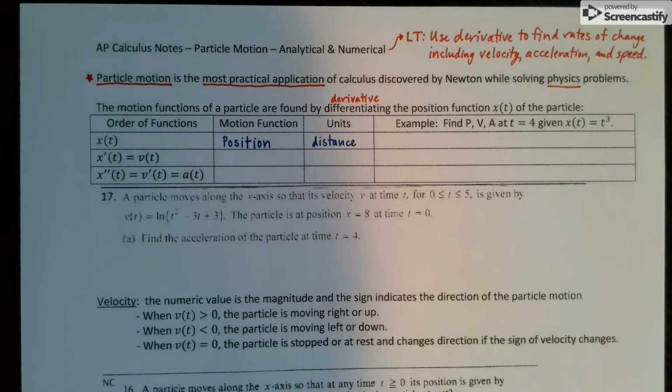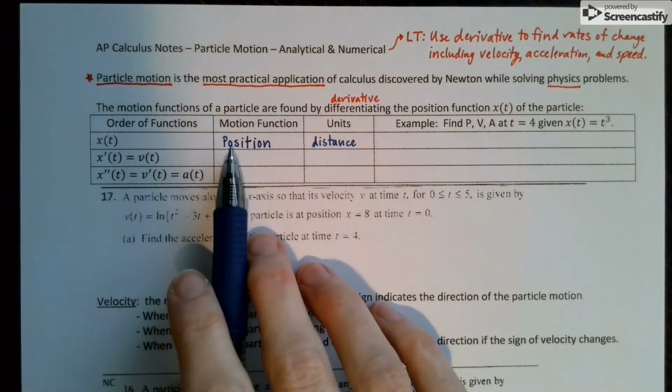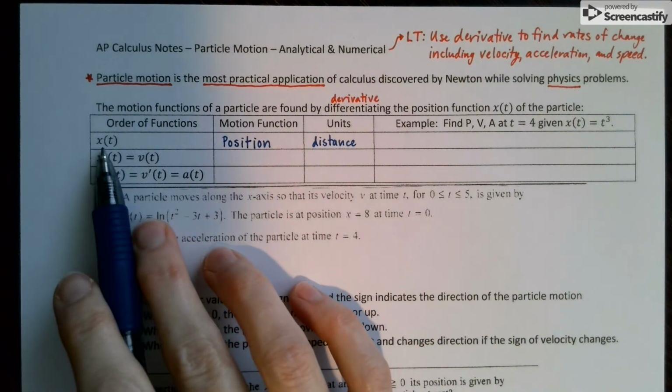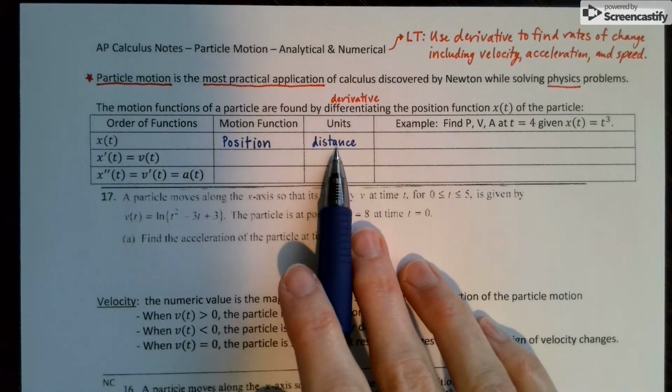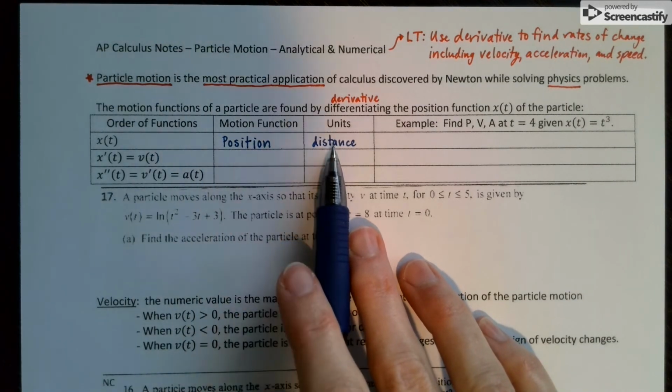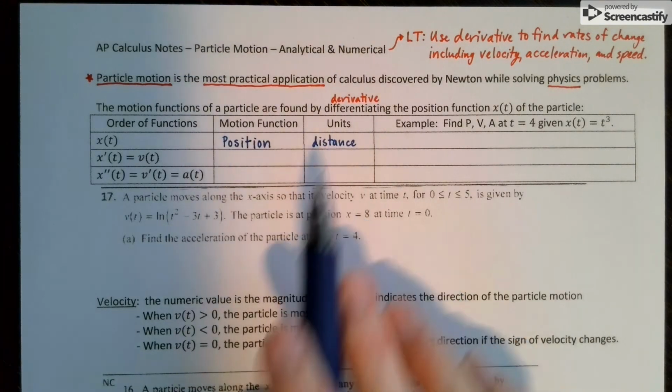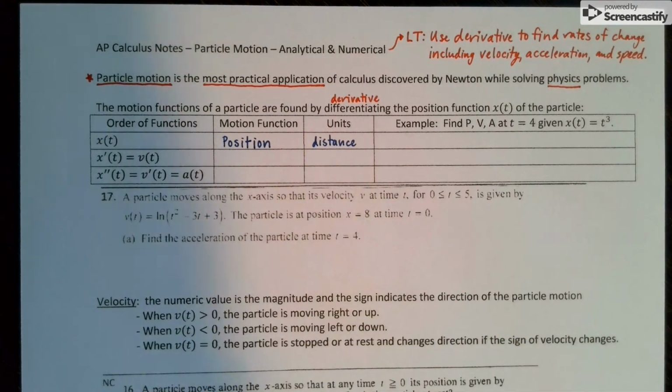The set of motion functions that we'll be working with are found by taking the derivative, or differentiating, the position function x of t of a particle or an object that's in motion. So x of t is what represents our position, and we consider that to be our original function. A position is measured in some kind of distance units, so it could be feet, meters, miles, yards, any kind of distance, but there's no time involved in the position units.